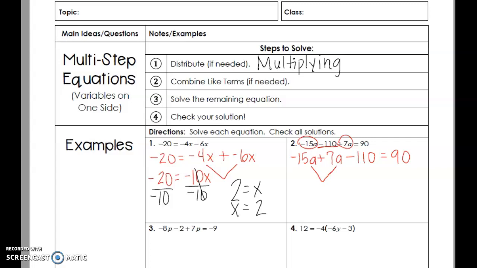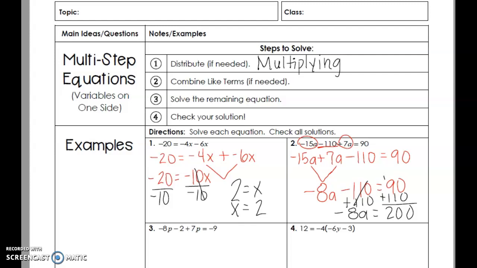Negative 15a plus 7a. My signs are different, so I subtract. 15 minus 7 leaves me with negative 8a minus 110 equals 90. The opposite of subtracting 110 is to add 110 to both sides of my equation. When I add, I have 0 and 0. 9 plus 1 is 10, and 1 plus 1 is 2. So now I have negative 8a equals 200.